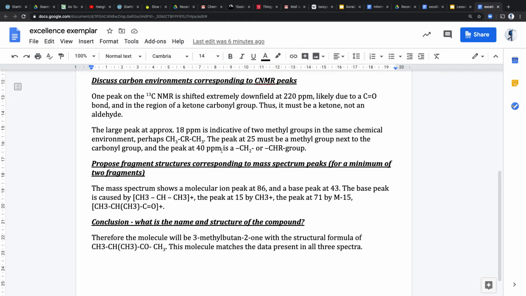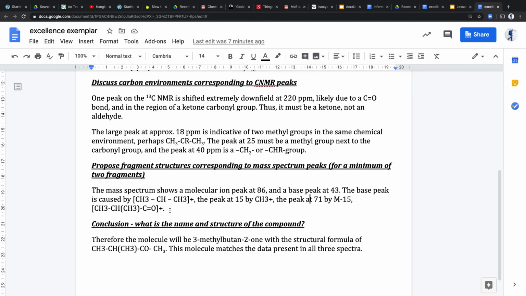So we need to propose fragment structures for a minimum of 2 fragments, or 2 peaks. The mass spectrum shows a molecular ion peak at 86. We can't really propose a fragment because that's just the whole molecule. There's a base peak at 43, and you figured out if you split the molecule someplace, you'll get 2 fragments, both with a mass of 43, so they both contribute to that peak. The peak at 15 is a methyl group. The peak at 71 is the fragment you get when the methyl group breaks off; the methyl group is neutral, and the rest of the molecule is charged, and that adds up to 71, so you can propose something for that.